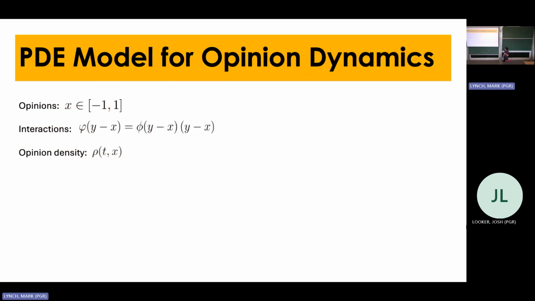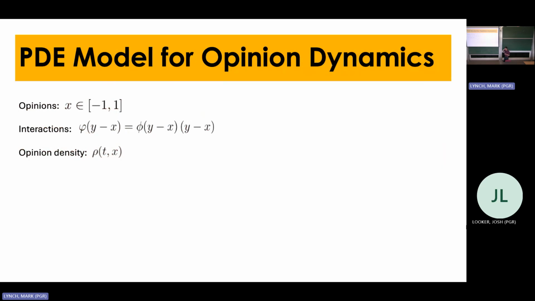The person with opinion X is going to move towards opinion Y, and the amount they move is going to be described by this interaction function, but it's a function of the distance. The idea being that if the opinions are relatively close, then you might move further, and if the opinions are quite far apart, then they might ignore each other.